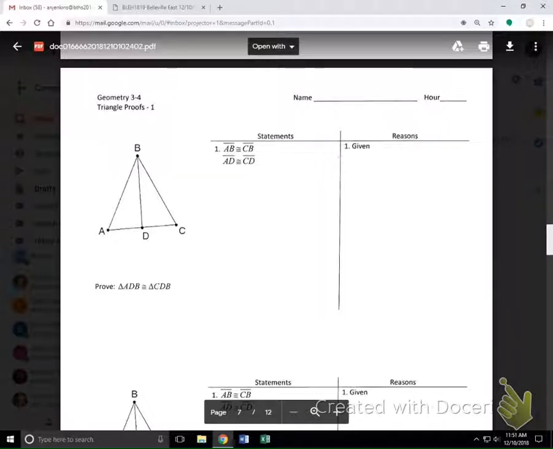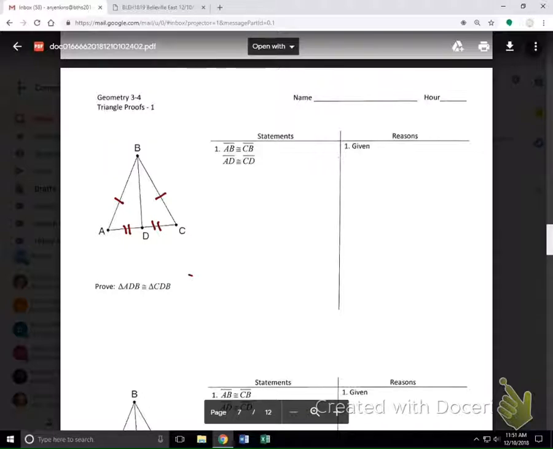Step 1. Step 2 is we're going to put that onto our picture. So we see that AB is congruent to CB. And we see that AD is congruent to CD. So right now I took what I knew and I just drew it onto my picture so I could see it. Looking at this, I see that I have two sides.